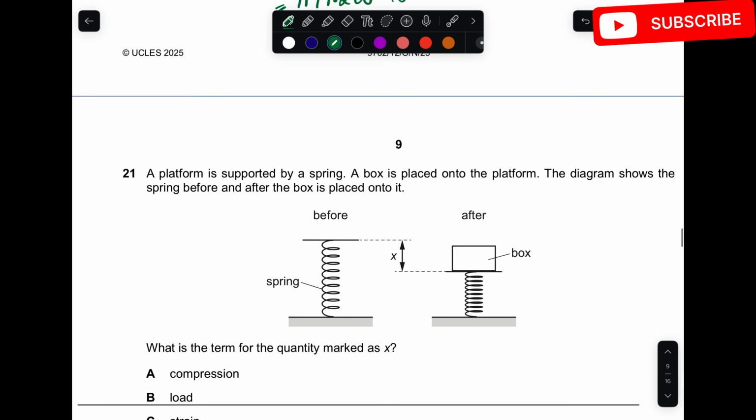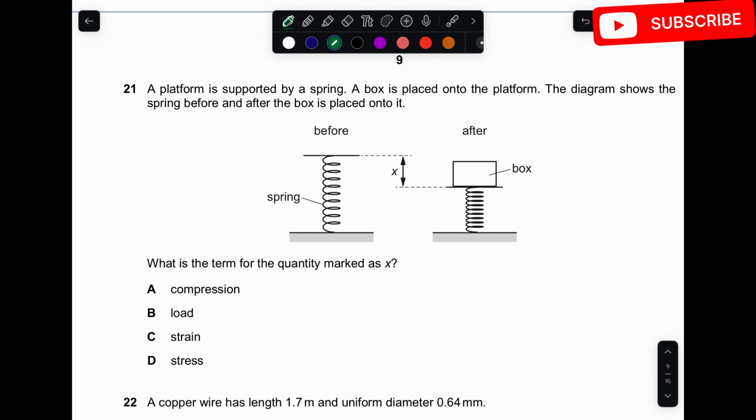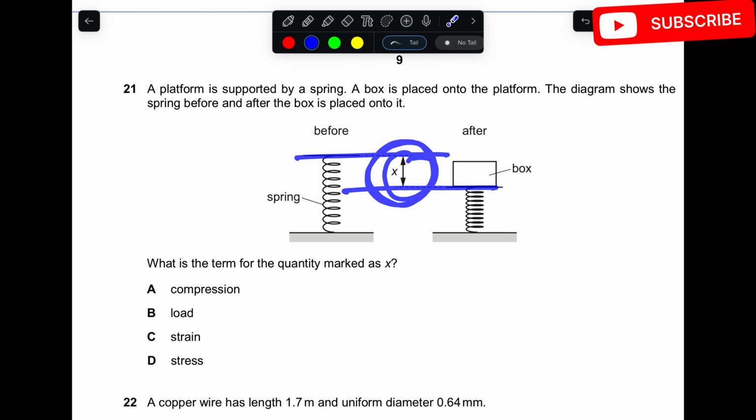Moving to the next question. A platform is supported by a spring. A box is placed onto the platform. The diagram shows the spring after the box is placed onto it. What is the term used for the quantity marked at S? Okay, this is the initial length. This is the final. This is the change in length basically. So it is a compression.